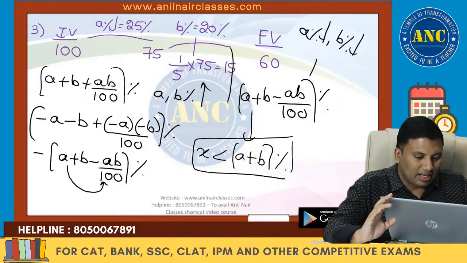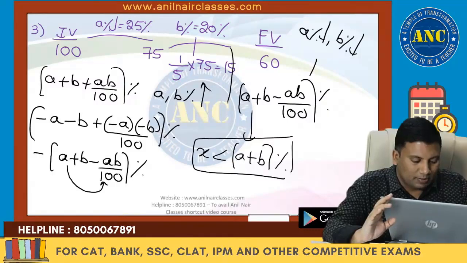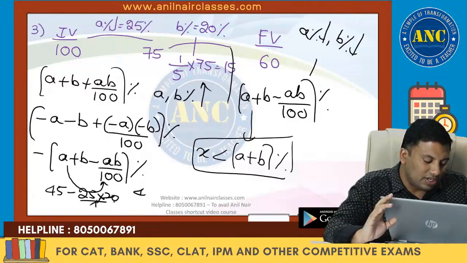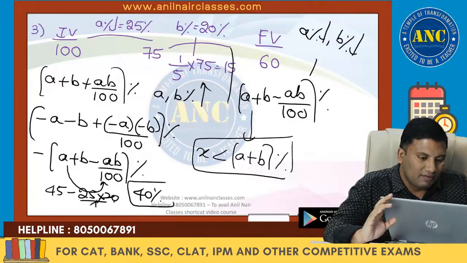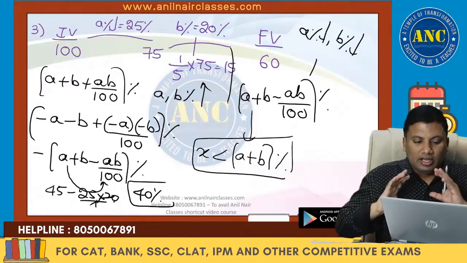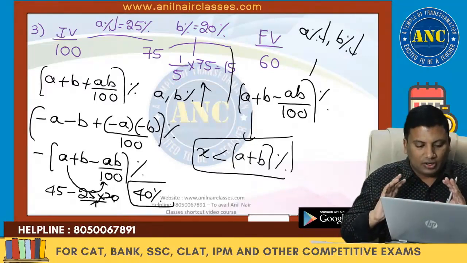X value should be less than 45. How much did we get here? 45 for A plus B. 45 minus 25 into 20 by 100. So which is 40%. It's very easy to keep an eye on the answer options and you can eliminate them.